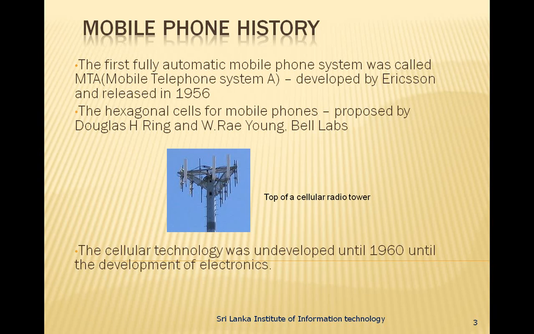The first fully automatic phone system, that is MTA, was developed by Ericsson in 1956. The phone weighed about 40 kilograms because of the equipment used in the manufacture of the phone. The next version weighed about 9 kilograms because of the use of transistors. This phone used DTMF signaling. Then hexagonal cells were used. The picture shows the cell tower they used, which is able to transmit and receive in 3 directions. Even though the mobile technology was undeveloped until electronics were developed in 19.